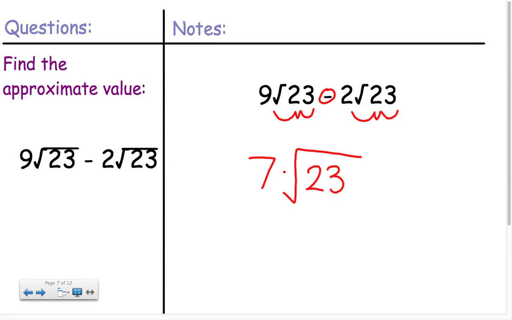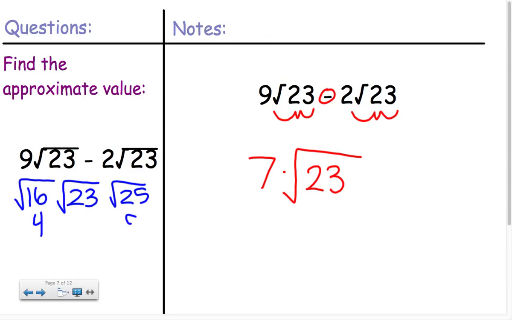So let's figure out what the square root of 23 would be. I'll do that over here. The two nice square roots on both sides would be 25 and 16, which is 4 and 5. To go from 16 to 23, it's 7. And from 23 to 25 is just 2. So that means since it's only 2, my answer is going to be pretty close to 5. So I would say either 4.8 or 4.9. Either of those would be fine.